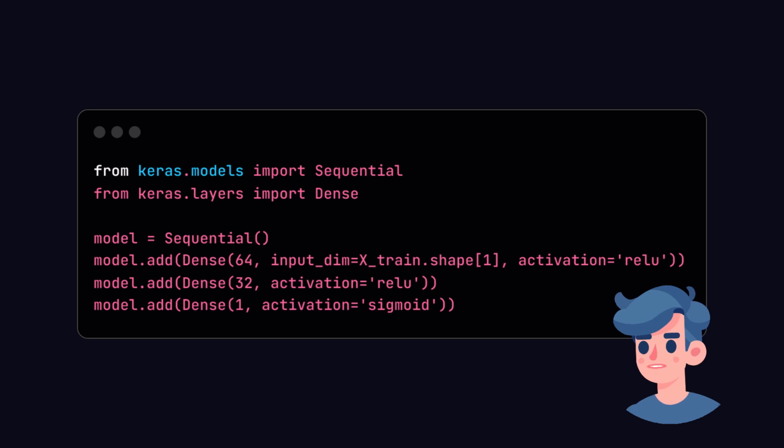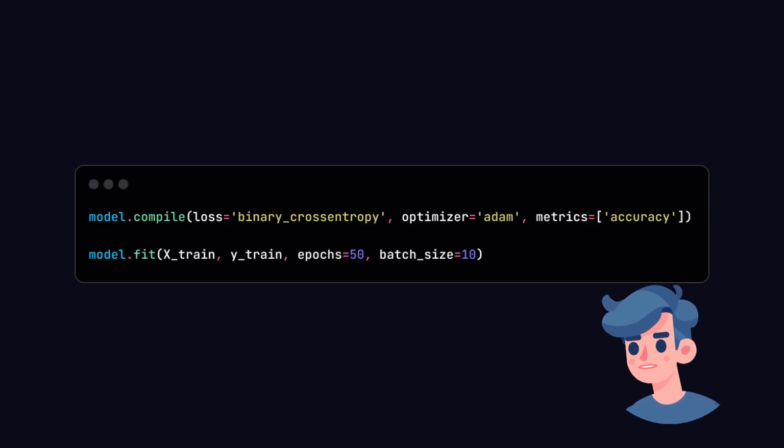Next, we will define our neural network architecture. Here's a straightforward example of how to create a neural network for classification. In this model, we start with an input layer followed by 2 hidden layers. The activation function relu allows for nonlinear transformations, while the final layer uses sigmoid for binary classification.